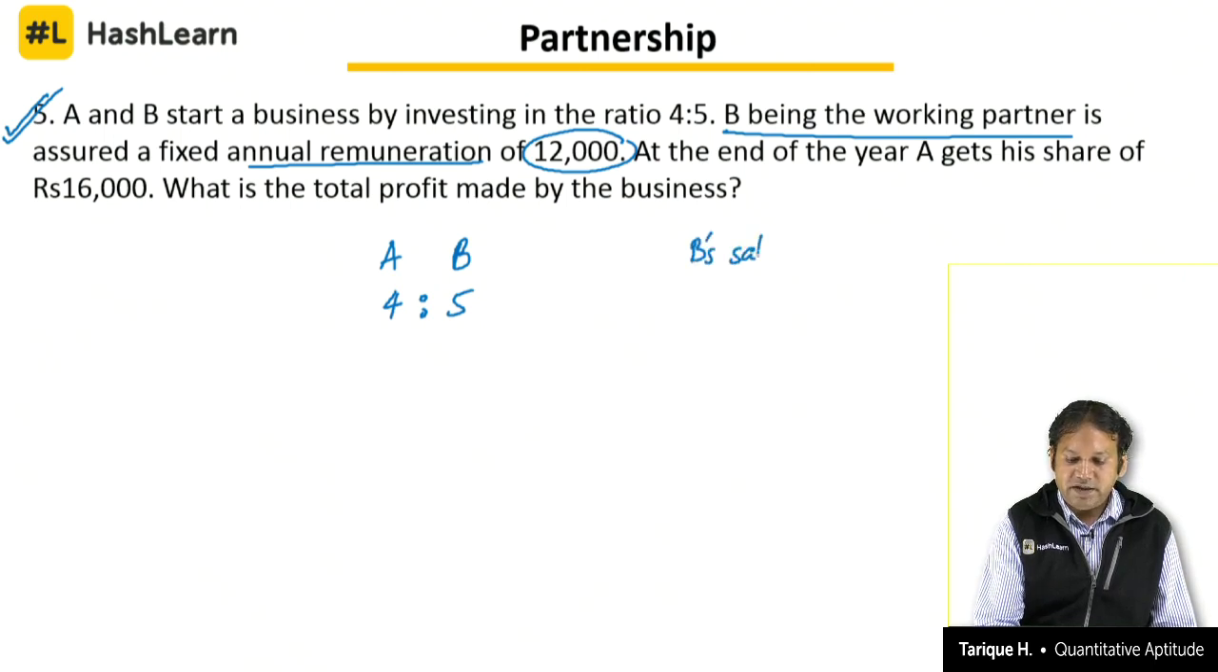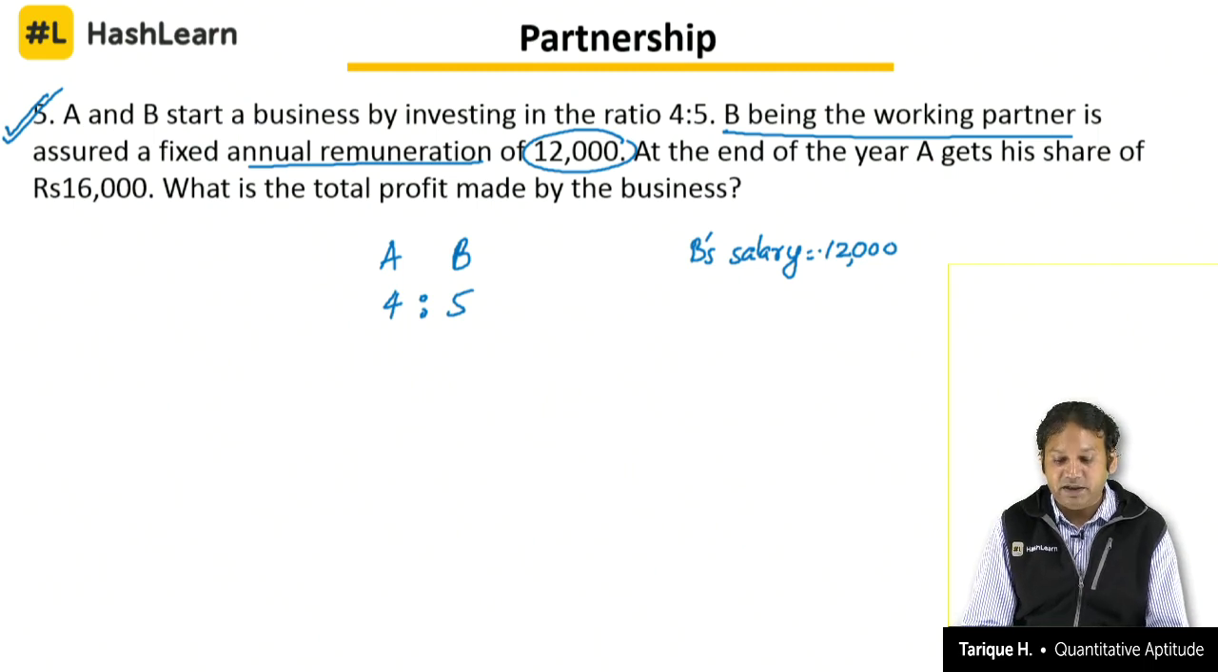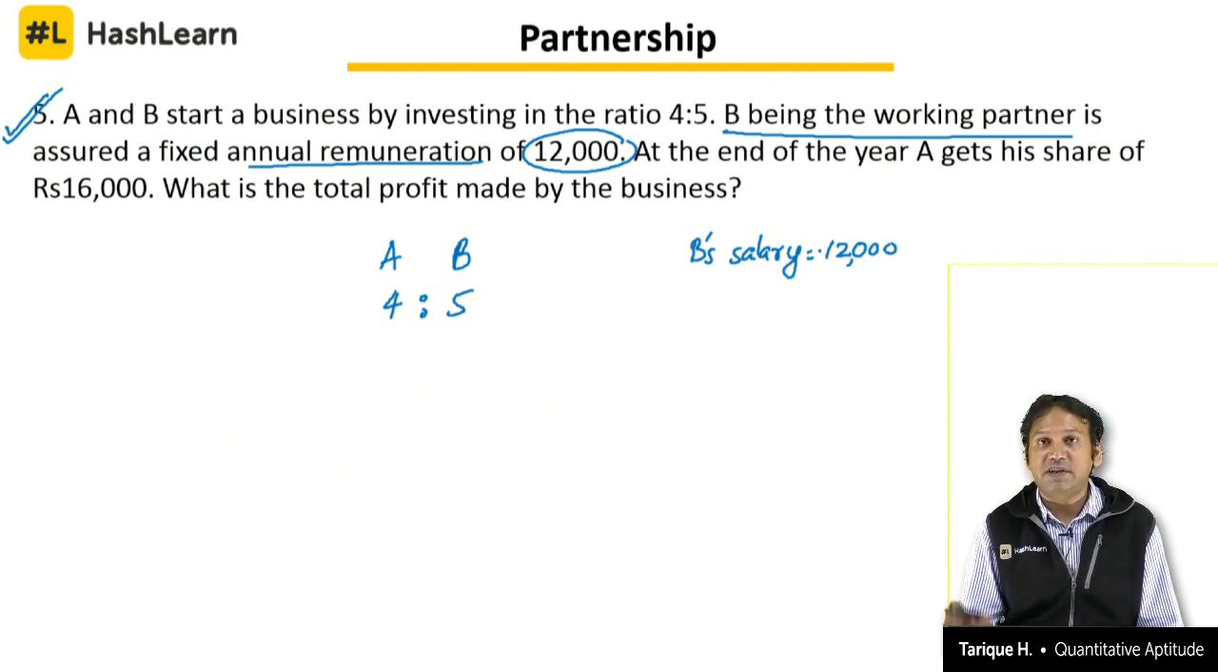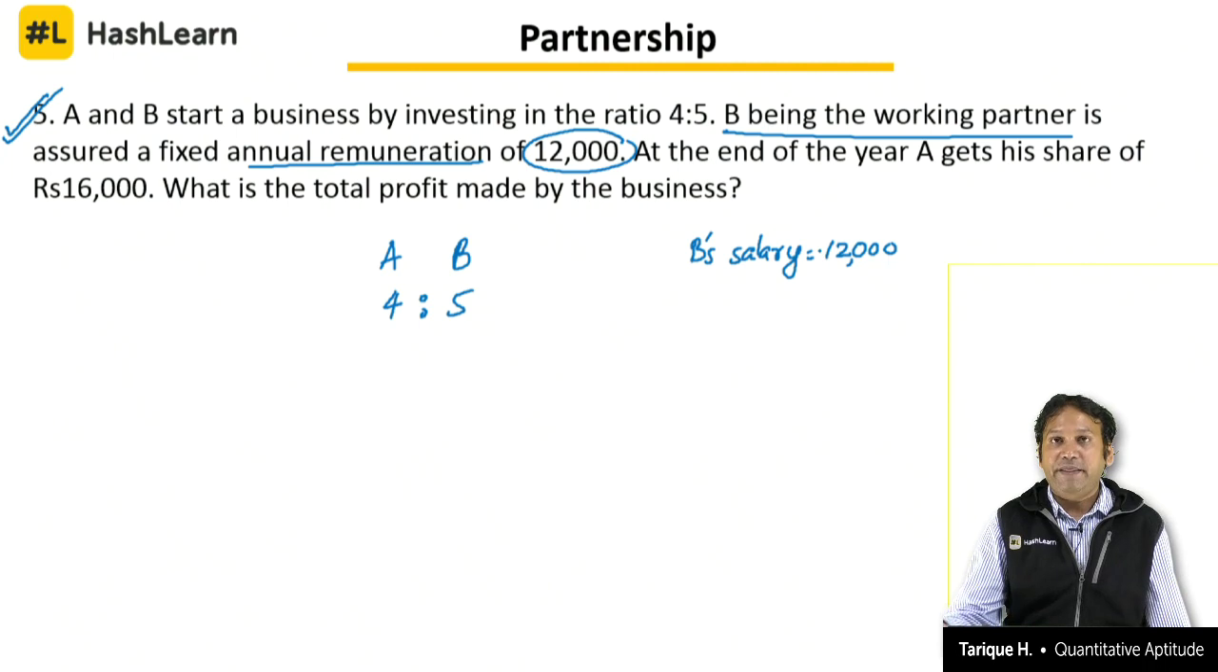Now B's salary is given to him before the money is distributed between the partners, as we had discussed earlier. In the case of managing partners, whatever extra salary is there, first you give it to the managing partner and then divide the remaining among the partners.